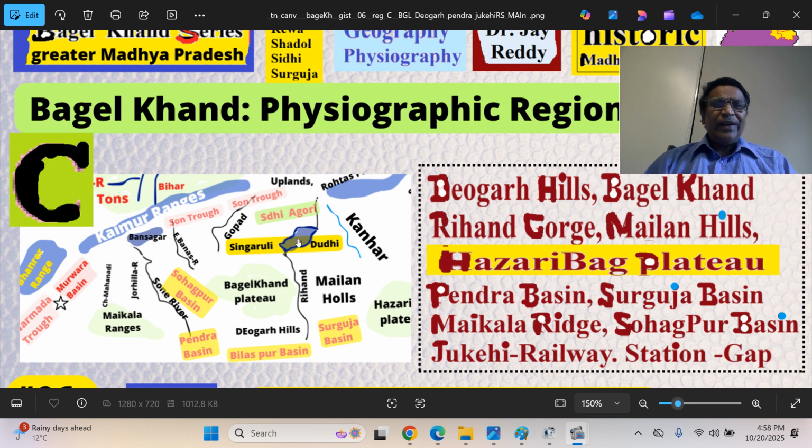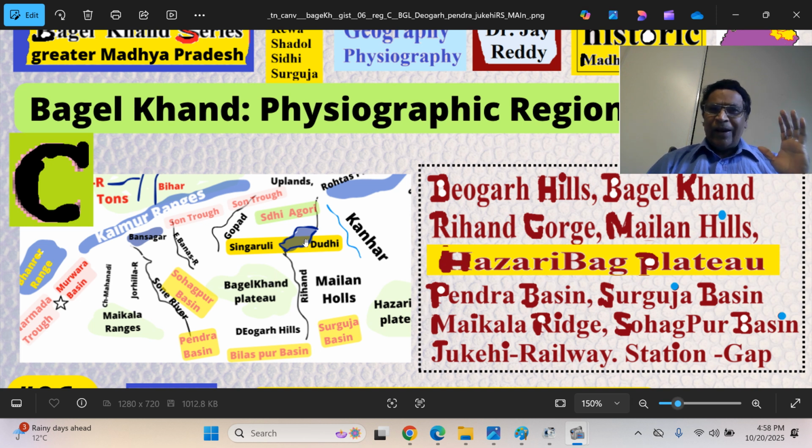This is the Rihand Dam. This is the Kanhar River, the border between Vanachal Jharkhand and Madhya Pradesh. This is the Rohtas region upland, plateau region. This is the Baghelkhand plateau region. That is the western part of Surguja district. South of Baghelkhand plateau is the Devgarh hills in the Manendragarh region. This is the Baghelkhand Plateau, Devgarh Hills.